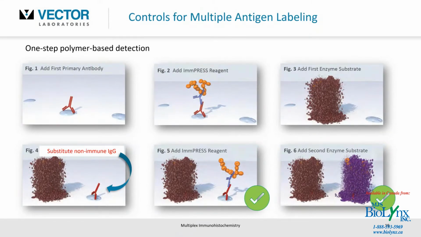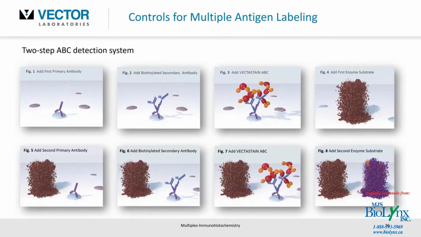And certainly for a tertiary label, if you're going to run that, you'd have to run another series as well in the same manner. All right, so some of you might be applying, say, a two-step methodology or indeed an ABC kit for your double label. So here's your first label up here, first primary, first secondary detection reagent. This is your biotinylated secondary, avidin, streptavidin-based enzyme system, and then your first substrate, for example, DAB. And then you're going to run a second label using the same methodology.